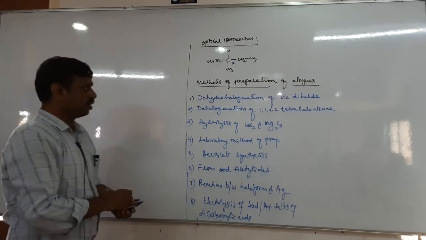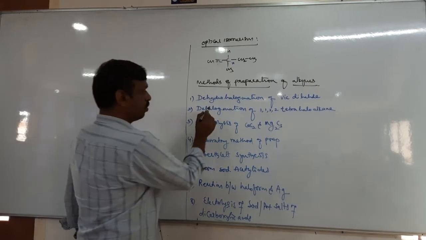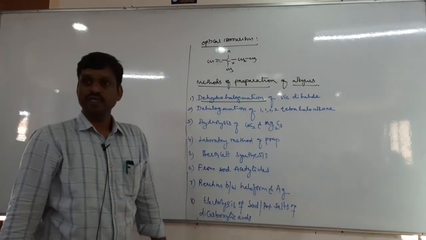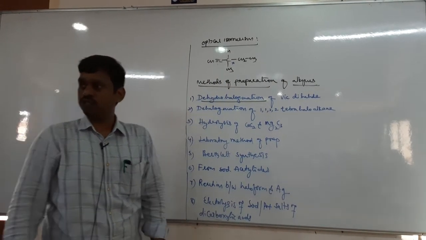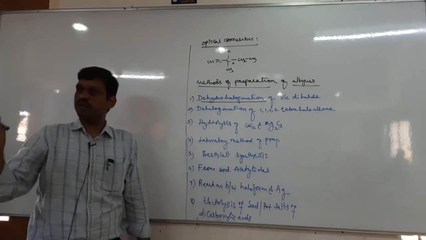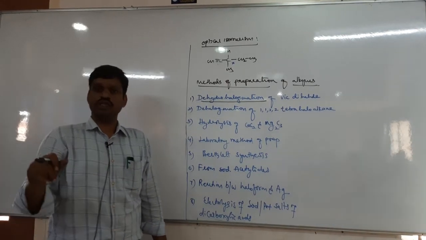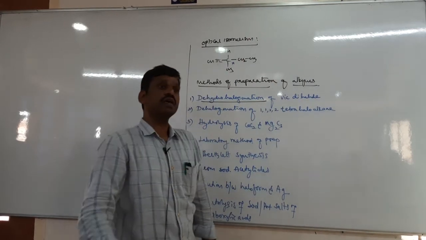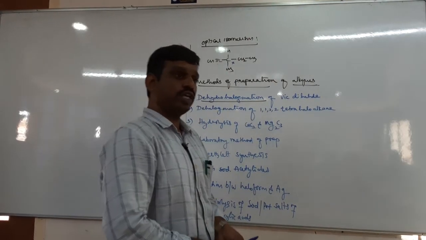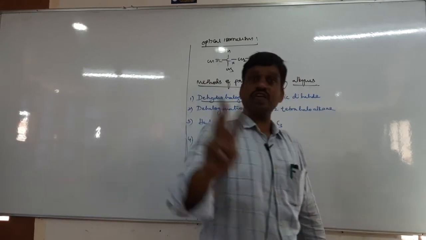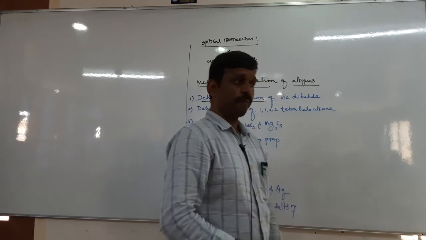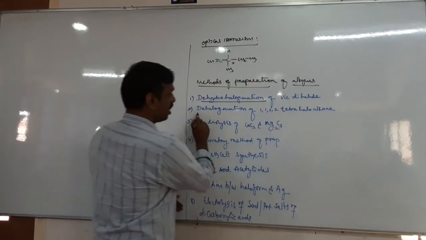Now see, so first one, dehydrohalogenation. This we have studied in preparation of alkene. So what is the meaning of dehydrohalogenation? The process of removal of hydrogen and halogen. Can you tell me what is the reagent used? Very good, alcoholic KOH. And dehydrohalogenation is an elimination reaction. It is of how many types? 3 types, E1, E2, E1CB. Okay, fine. Next is dehalogenation.